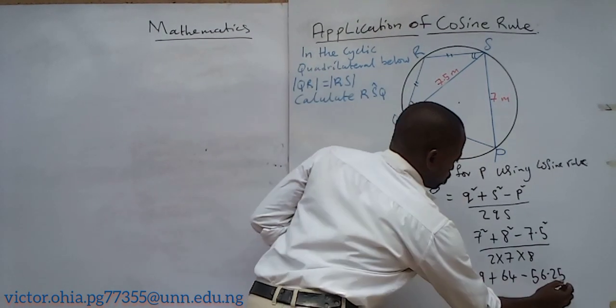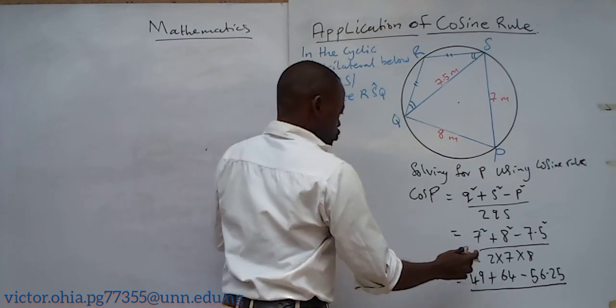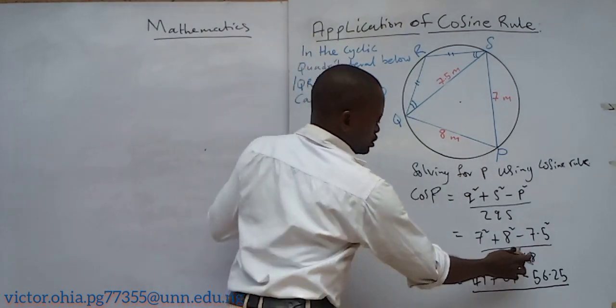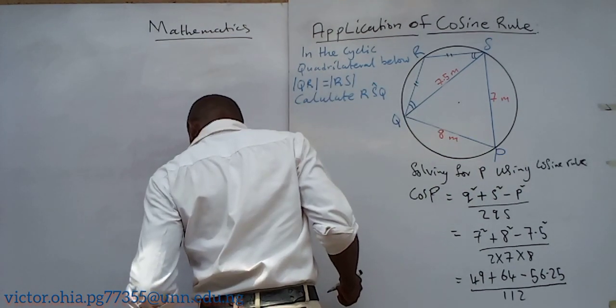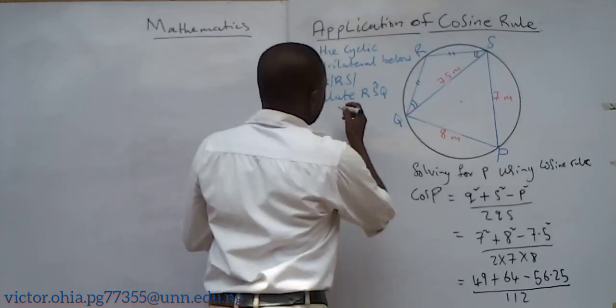56.25. Then all over 2 times 7 is 14 times 8. That is 112 by my figure here. Yeah, 112. So let me come over here.